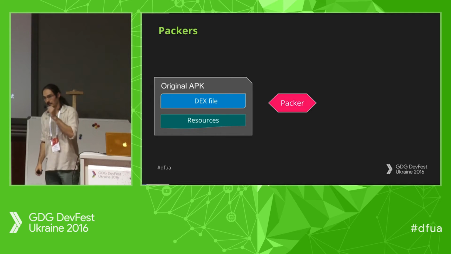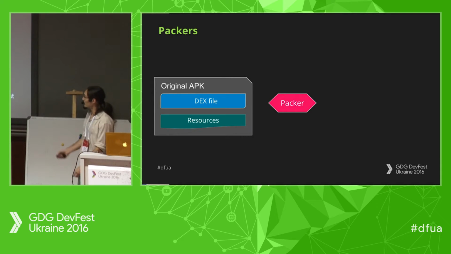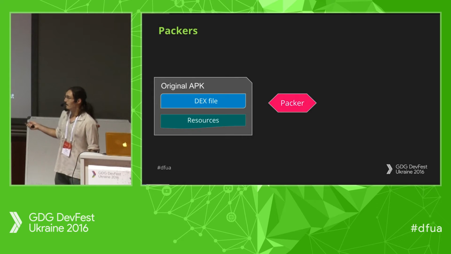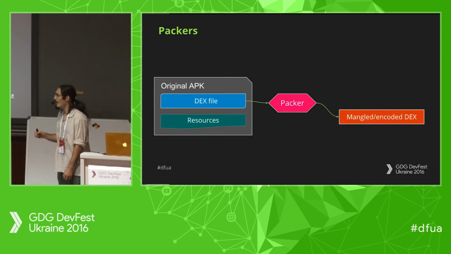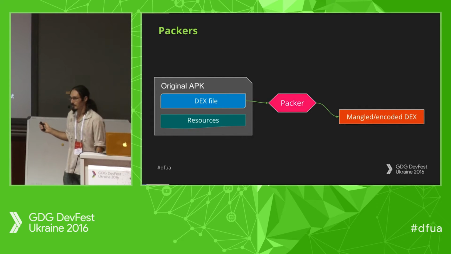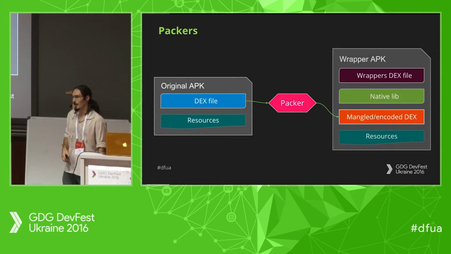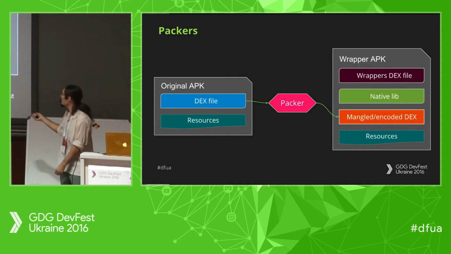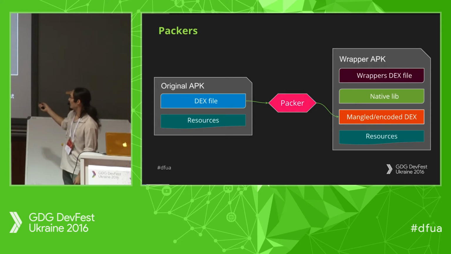Another approach: packers. A packer is a program that takes your APK, extracts your DEX file, and mangles or encodes it. After this, it makes a wrapper around the encoded DEX. Now, if you use APK tool and dex-to-jar, you will not be able to decode this DEX and get readable sources.